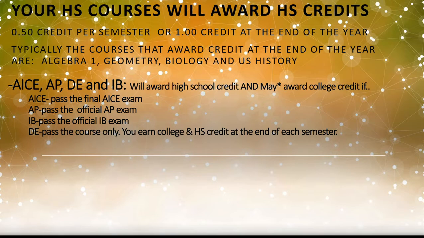So with the ACE, AP, and IB courses, those are going to award college credit if you pass the designated final exam at the end of the year. Dual enrollment, your DE classes, are going to award college credit simply based on the fact that you passed the course. And you're going to earn your college and high school credit for your dual enrollment classes at the end of each semester.